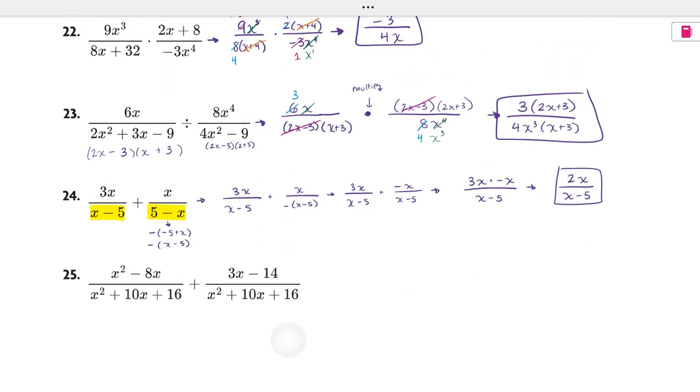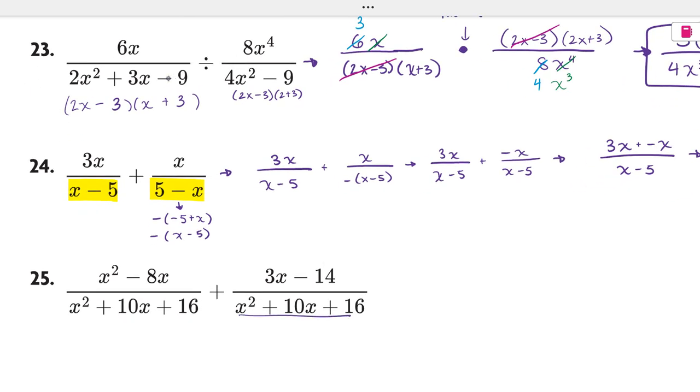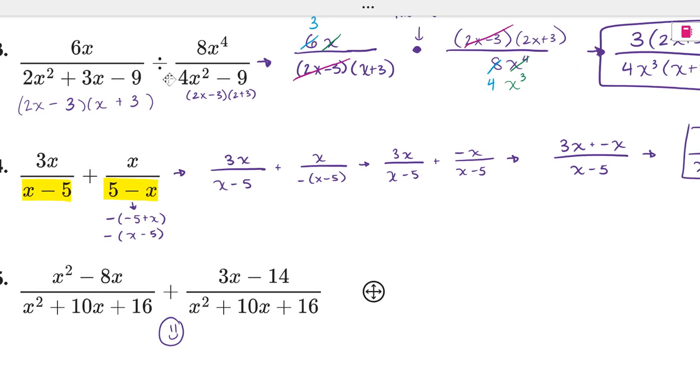And our last question of the worksheet, we have question 25, we're adding. So our denominators are actually already the same. We can factor them now, or we can factor them after we add the numerators. Let's just add our numerators first and then factor. So since our denominators are the same, I don't need to change anything, right? They're already the same denominator.